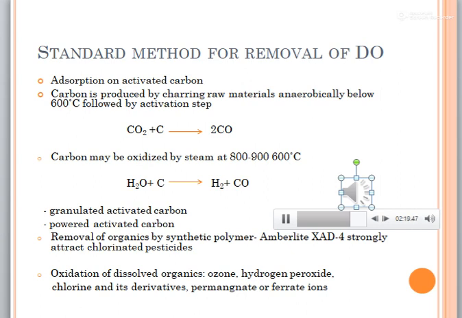Under appropriate operating conditions, these polymers remove virtually all non-ionic organic solutes. For example, phenol at 250 milligrams per liter is reduced to less than 0.1 milligram per liter by appropriate treatment with these synthetic polymer Amberlites. Oxidation of dissolved organics holds some promise for their removal. Ozone, hydrogen peroxide, molecular oxygen, chlorine and its derivatives, permanganate or ferrate (iron 6) can be used. Electrochemical oxidation may also be possible in some cases.